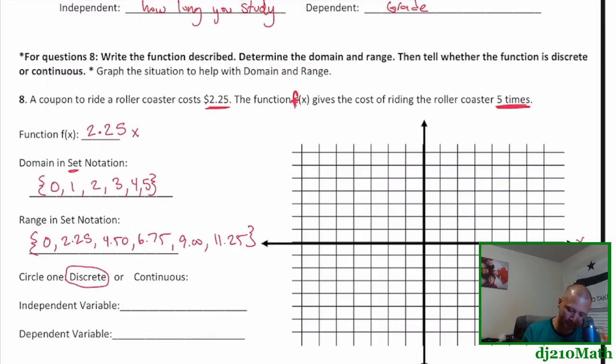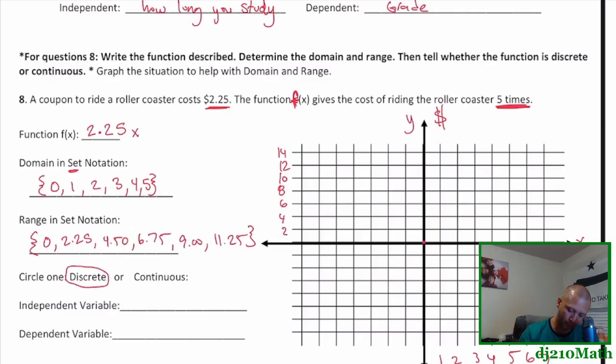This is the x-axis. This is the y-axis. This is the number of rides or the number of tickets. Y is the money. So you can label this however, like 0, 1, 2, 3, 4, 5, 6, 7. And we can do this, see how many are there? 1, 2, 3, 4, 5, 6, 7. So we can go by 2s: 2, 4, 6, 8, 10, 12, 14.